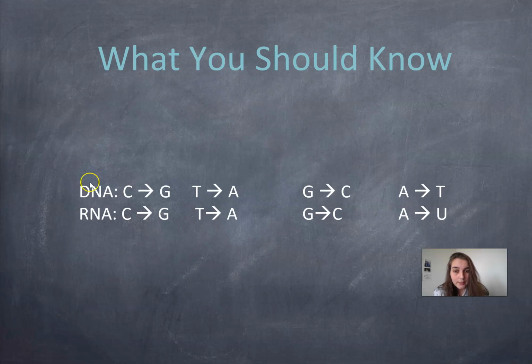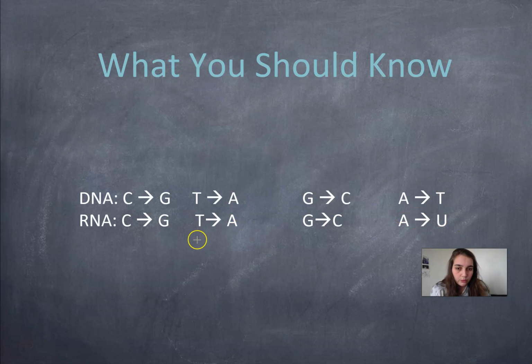Remember, DNA has those 4 bases that pair together. C goes to G, T goes to A. This right here is my DNA. So C and G are always going to pair together, and A and T will always pair together. In RNA, pretty much everything is the same except A and U is the only difference. So A no longer pairs with T in RNA. A only pairs with U.